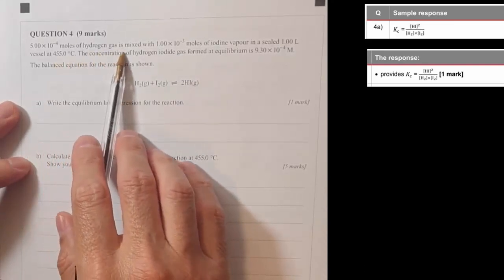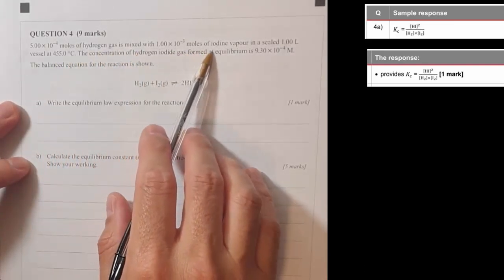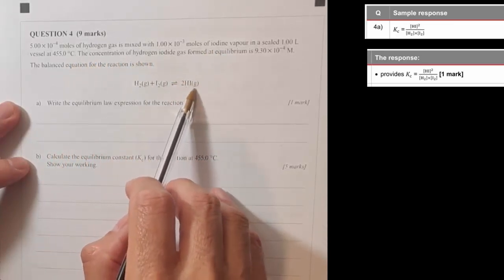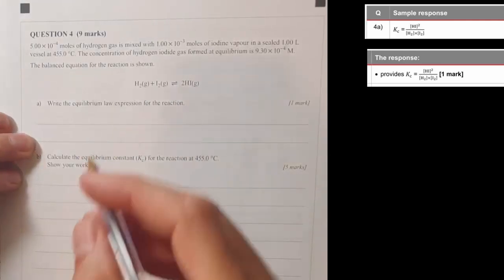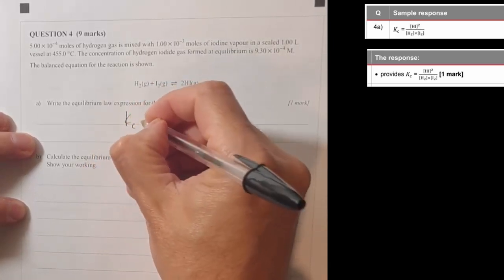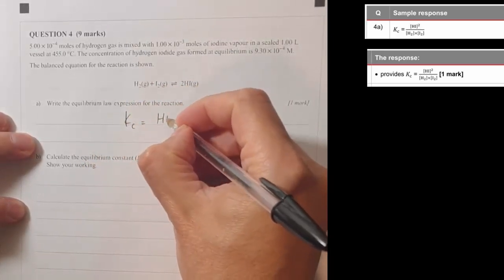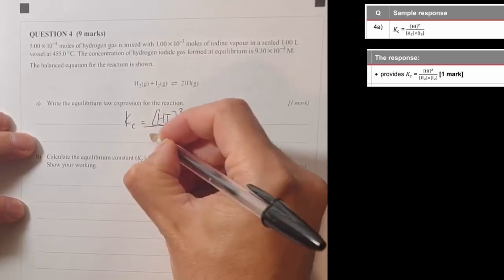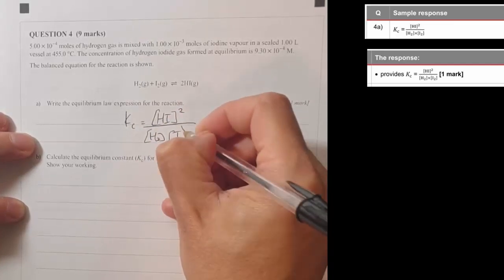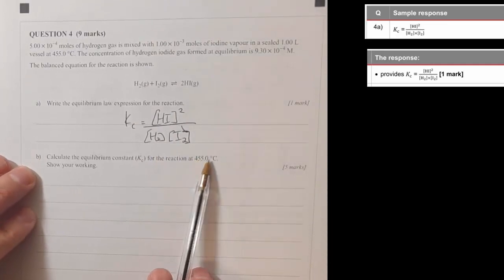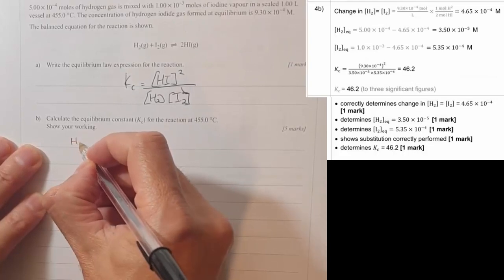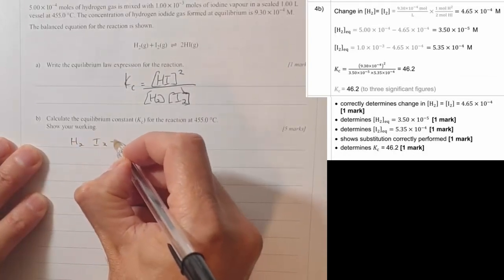Question 4. So we've got this many moles hydrogen gas. We've got iodine at this temperature. Got an equilibrium of this. Okay, so starting off, the equilibrium law expression. So that's products over reactants. So HI squared over H2 times I2. Okay, so that is standard. It just looks like a standard question. So I always do the rice, so we know exactly what's going on here.